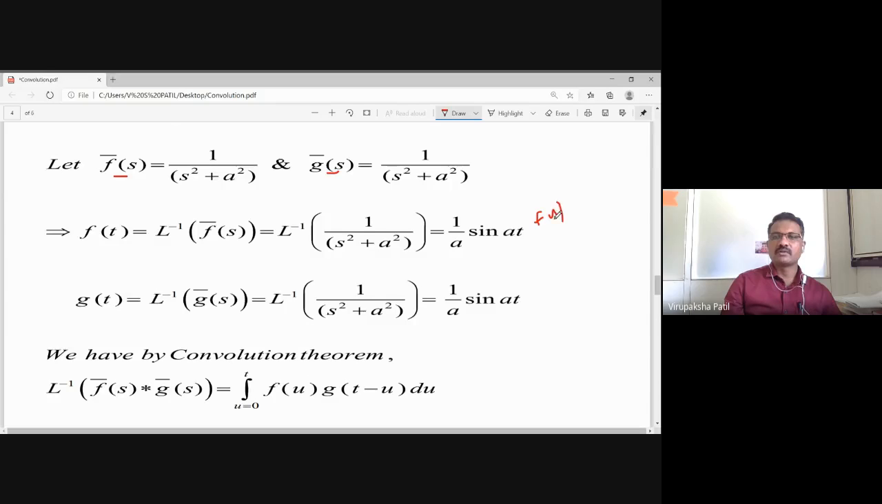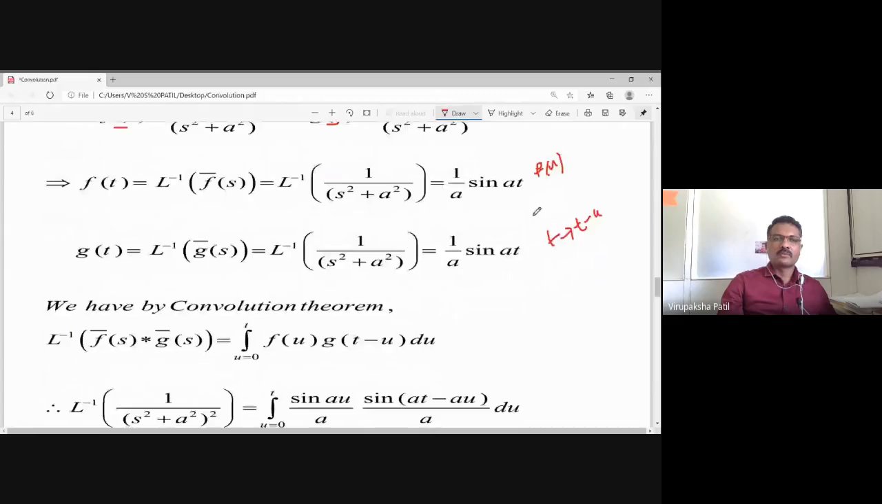Wherever t is there in f, you have to replace it by u, so it becomes f of u, that is sin au divided by a. And in g, wherever t is there, you have to replace that by t minus u. Please keep in mind, don't multiply this one, don't keep the answer directly. This is your f of u, sin au divided by a. And it becomes sin at minus au divided by a.